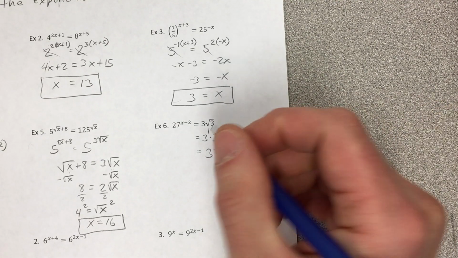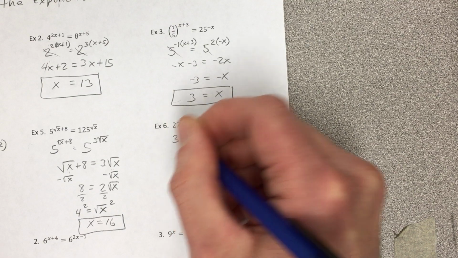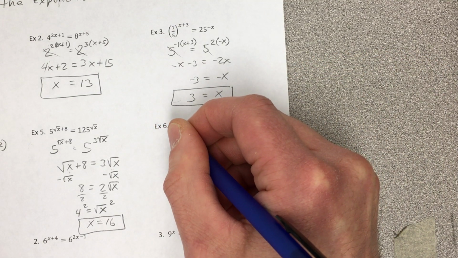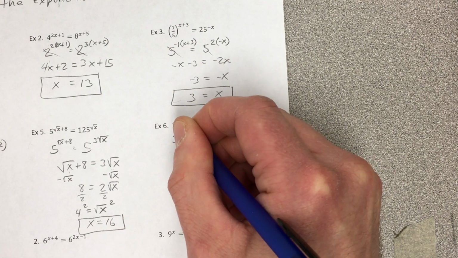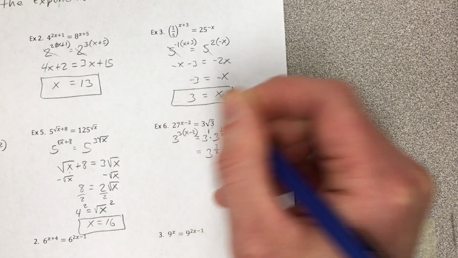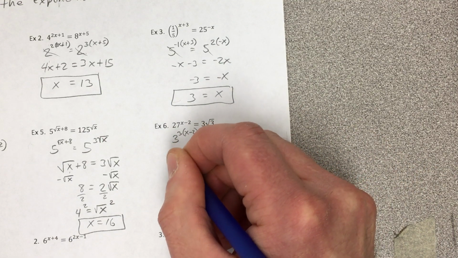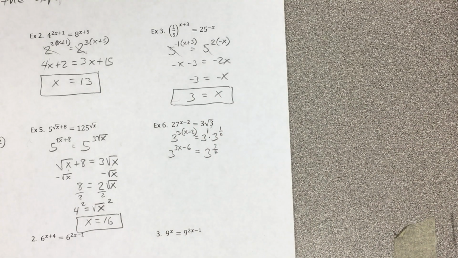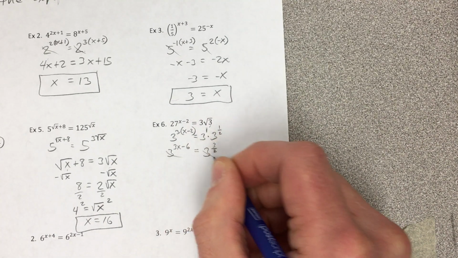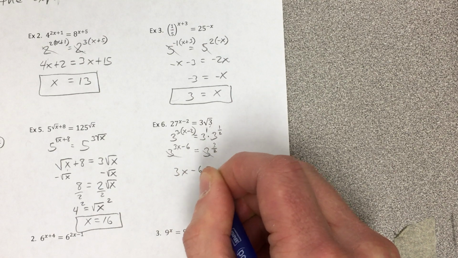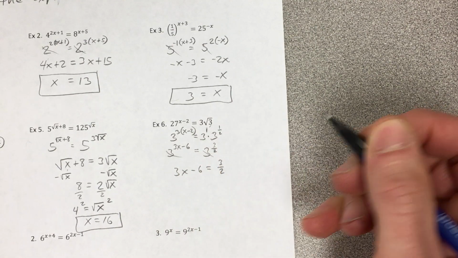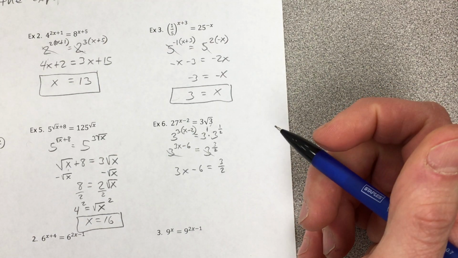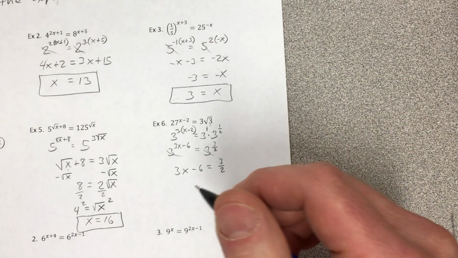So now I go to the other side, and I rewrite 27 as a power of 3. Do you know what that's going to be? 27 is actually 3 to the 3rd power, and it multiplies with that x minus 2. So you can go ahead and distribute it and get 3x minus 6. And we've got our bases the same. So we just set 3x minus 6 equal to 3/2. And then from there you can grab a calculator or you can do it by hand.